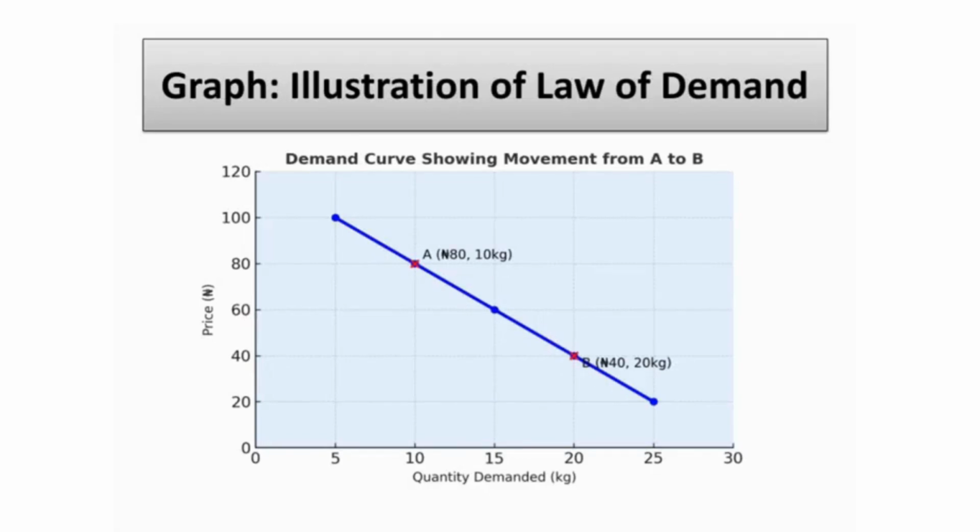So you can see that at a higher price of 80 naira, the consumer can only buy 10 kilograms of a commodity. But when the price dropped to 40 naira, he bought 20 kilograms of the same commodity. And from here we can note that the movement along the demand curve can only be influenced by a change in prices, given that all other factors like income, consumer preferences, and government policies remain constant.